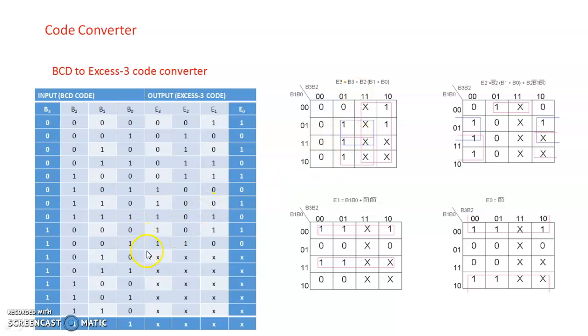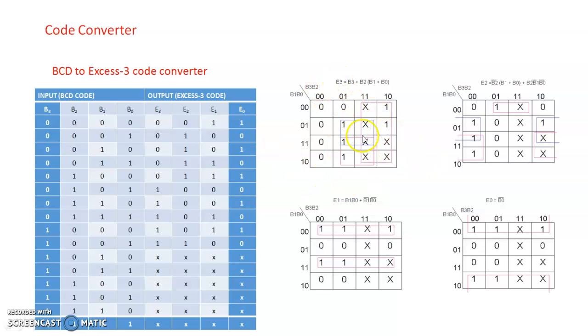After that, again for the above 9 condition the value is don't care. That's why we write here 9, 10, 11, 12, 13, 14, 15. Here we mark the value as don't care. For the above 9 condition we have to mark the values as don't care.